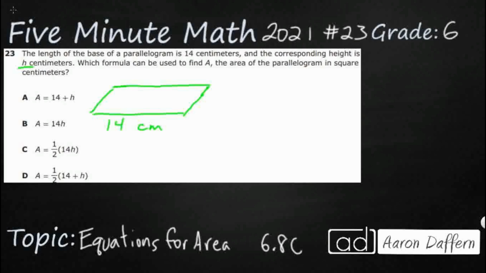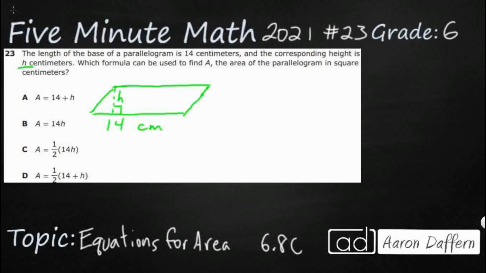Now, here's the thing with height of a parallelogram. You're not going to use either of the sides because the height needs to be perpendicular to the base. So what you're going to get is a little dotted line right here. It's going to have a little right angle symbol right there, and then you're just going to get your measurement, h. All right, so we've got 14 centimeters, we've got h. Which formula can be used to find A, the area of the parallelogram, in square centimeters?